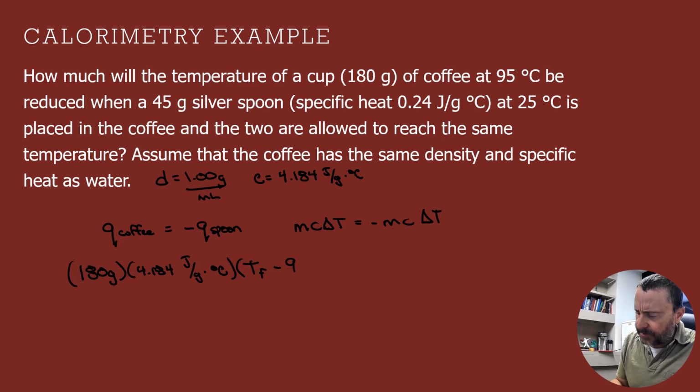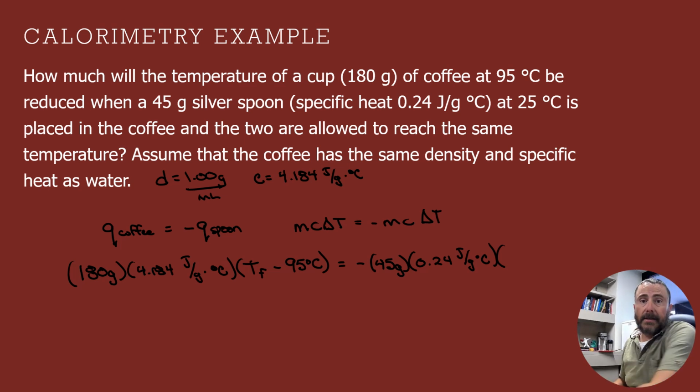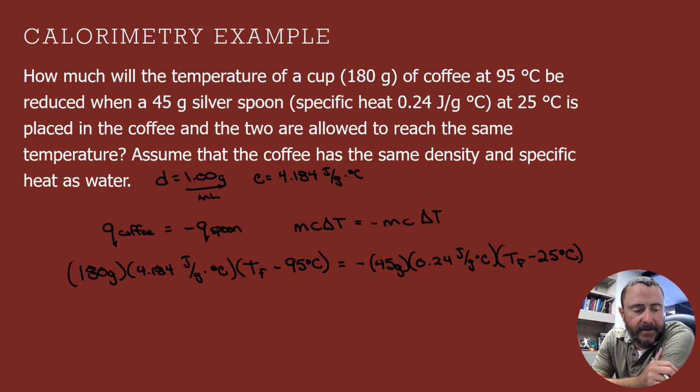The initial temperature of the coffee was 95 degrees Celsius. That is equal to negative, for the spoon, 45 grams. That's its mass. Its specific heat is given to us as 0.24 joules per gram degrees Celsius. Now again, I don't have this final temperature of the spoon yet. We're really looking for that, so T final in there, and then the initial temperature is 25 degrees Celsius.